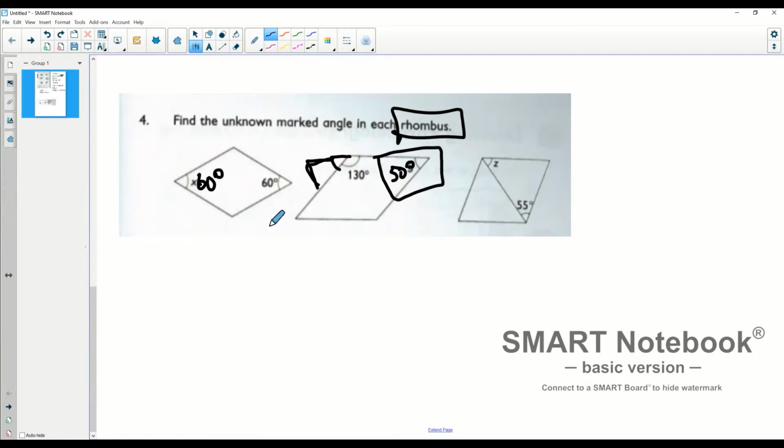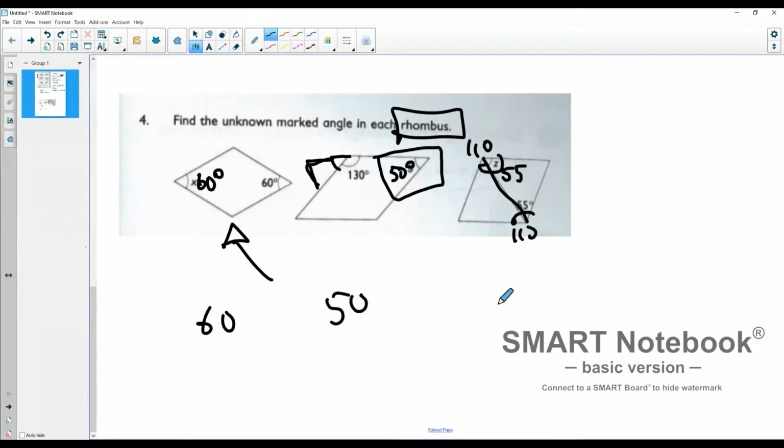We already established that opposite angles in a rhombus are the same. So that means that if this is 110, this is also 110. And a diagonal in a rhombus cuts the angle in half. So both are 55. So our answers are 60, 50, and 55.